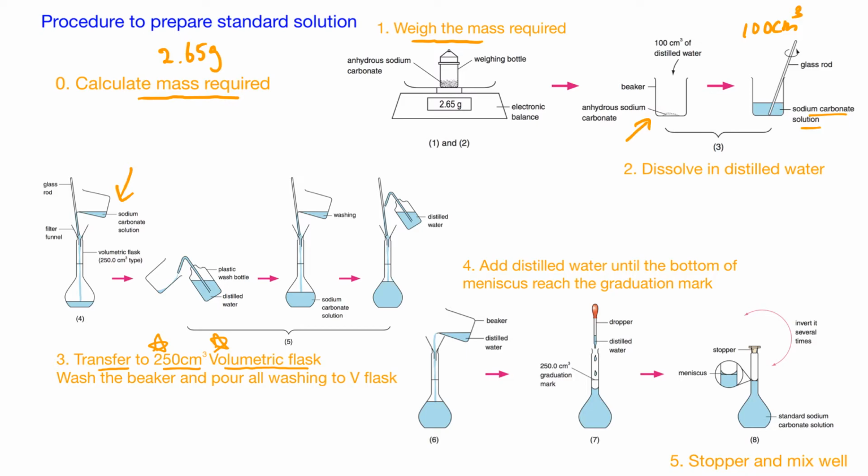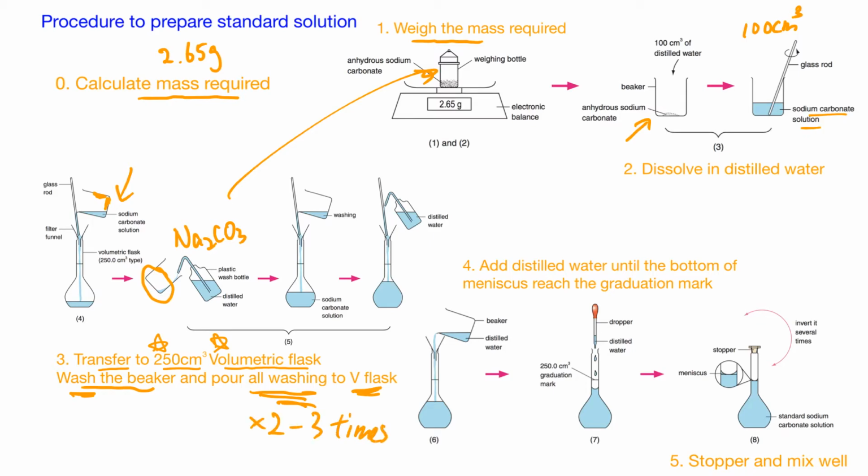After doing so, you'll find that the beaker itself may still have some sodium carbonate solution on the wall. So right now, what you need to do is add some distilled water to rinse it. You have to wash the beaker, because this washing may contain sodium carbonate. So you need to pour all these solutions back into the volumetric flask as well, to save some space. You have to repeat this washing and pouring all washings at least 2 to 3 times.